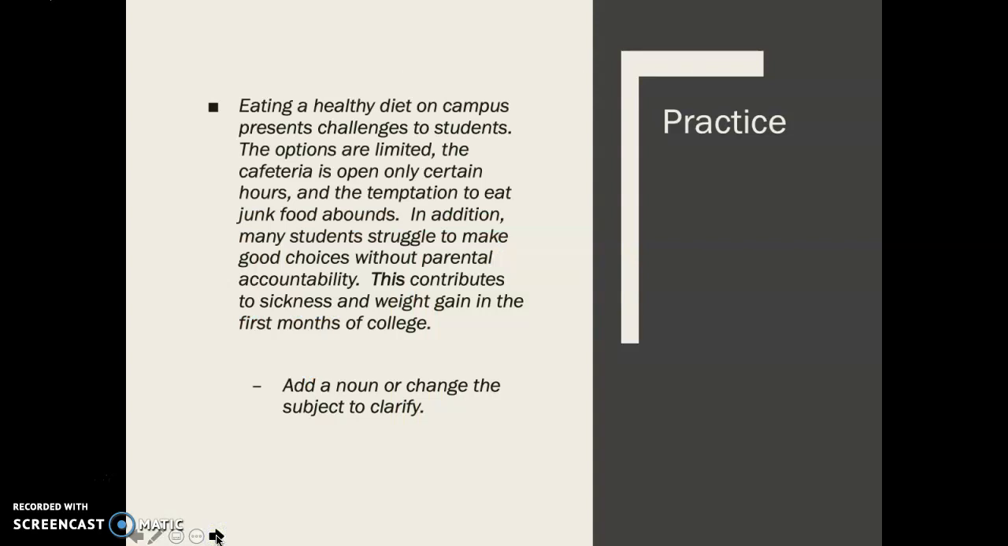Eating a healthy diet on campus presents challenges to students. The options are limited, the cafeteria is open only certain hours, and the temptation to eat junk food abounds. In addition, many students struggle to make good choices without parental accountability. This contributes to sickness and weight gain in the first months of college. That entire paragraph leads up to a confusing demonstrative pronoun. Is it eating a healthy diet? Is it limited options? Is it the absence of parental accountability? So you can add a noun there at the end and tell me exactly what it is. It may be that it's this combination, and that would even be more clarifying.